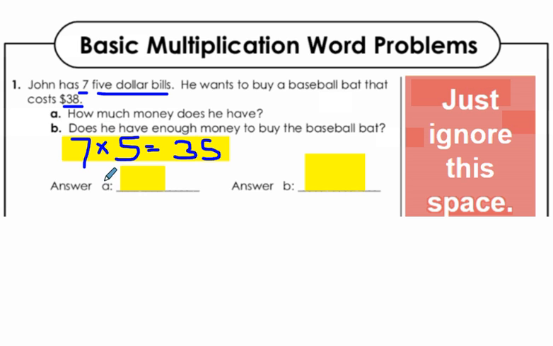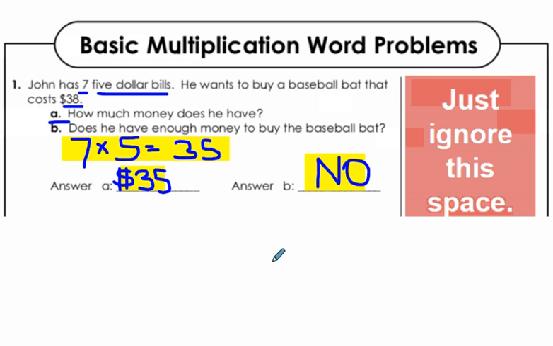Okay, so answer A. A said, how much money does he have? I'm going to type. I know I'm using a pen, but you'd be typing. $35. Answer B. What was B? Does he have enough money to buy the baseball bat? Let's go back. How much was it? $38. Ah, poor John. No, not today, John. You're going to have to earn some more money.